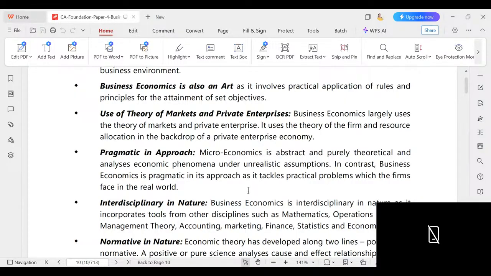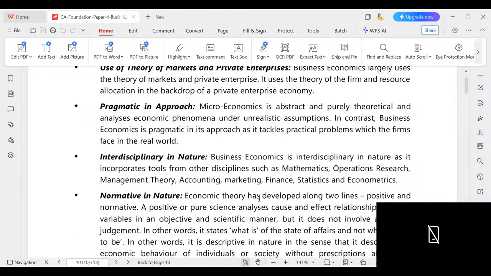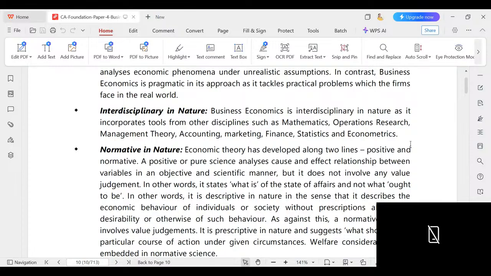The next one, interdisciplinary nature. Yes, we know that business economics does not use economics only; we are using the tools of other disciplines also. What are the other disciplines? Mathematics, operations research, management theory, accounting, marketing, finance, statistics, and econometrics also. That is why the nature of business economics is interdisciplinary.